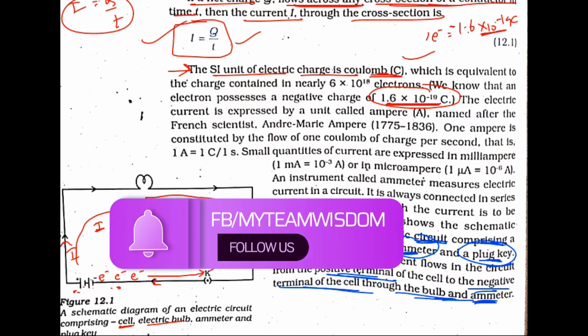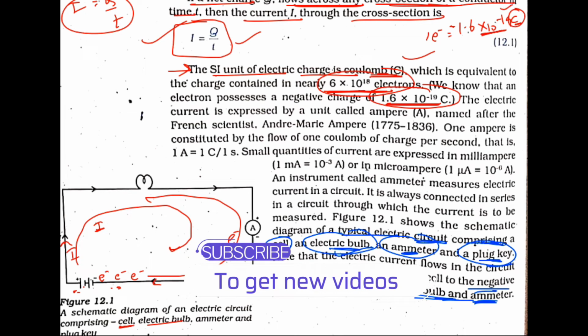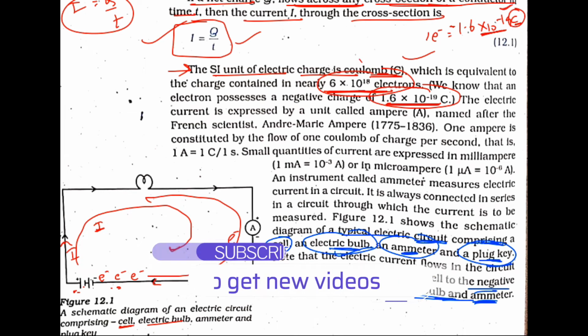So if they ask you for 1 coulomb of charge, how many electrons are there? That is approximately 6 into 10 power 18 electrons. If you do 1 by 1.6 into 10 power minus 19, you will get the number of electrons per coulomb.